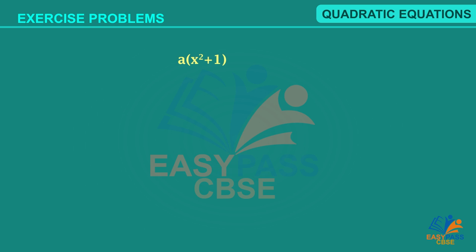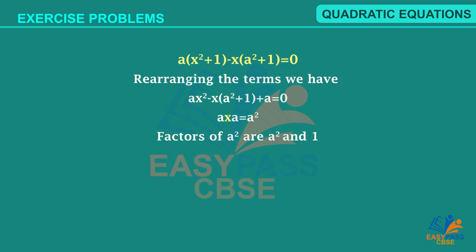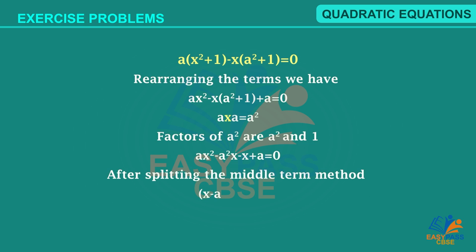Next, ax² + 1 − x(a² + 1) = 0. Now rearrange the terms, we have ax² − x(a² + 1) + a = 0. a times a is a². Factors for a² are simply a² times 1. Why? Because the middle term is a² + 1. So we have ax² − a²x − x + a = 0. After splitting the middle term, we have (x − a)(ax − 1) = 0. Therefore, x = a or x = 1/a are roots of the equation.